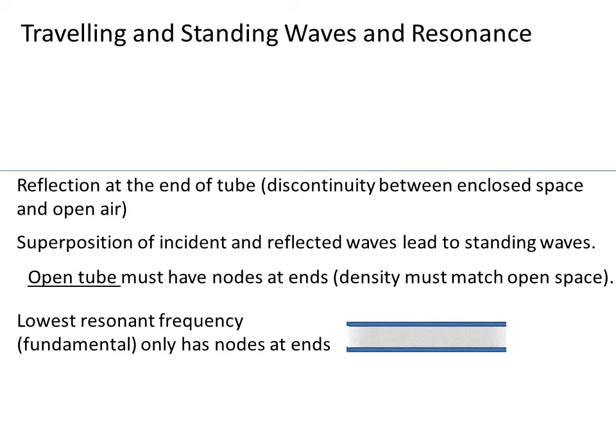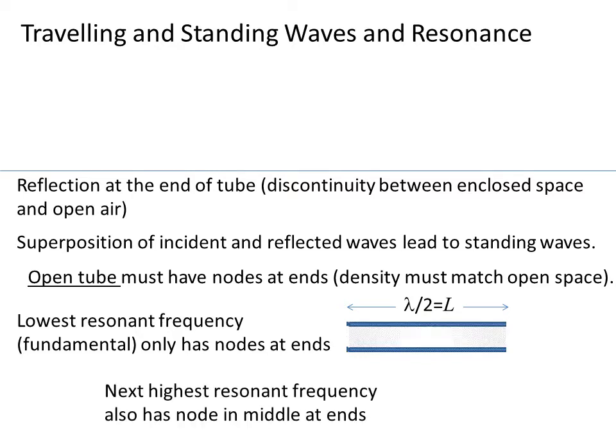So we have that the nodes at the end match, so the light color of the open air is matched in this picture by the light color, or light density, of the dots on both ends of the tube. The wavelength for the fundamental is this distance between the two nodes: lambda over 2 is equal to the total length of the tube, or in other words, the wavelength is equal to 2 times L.